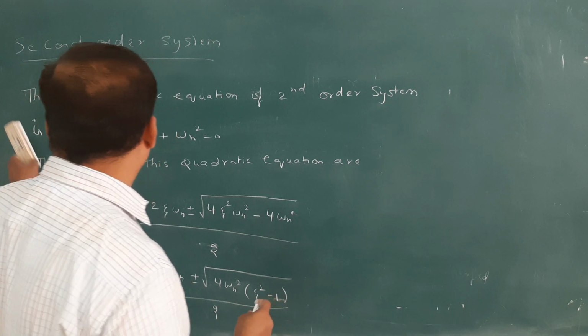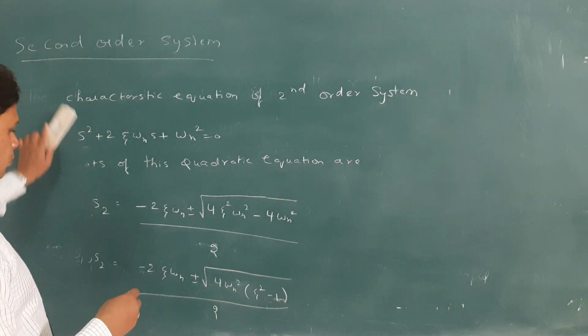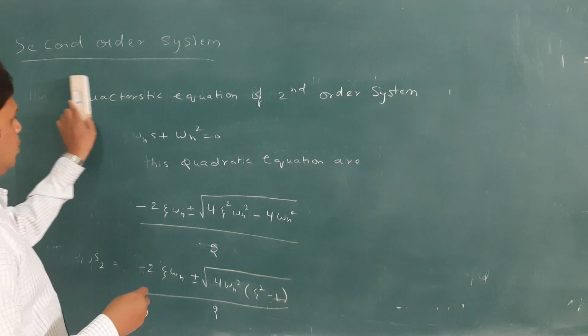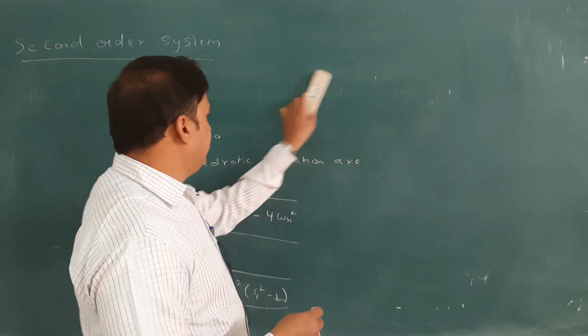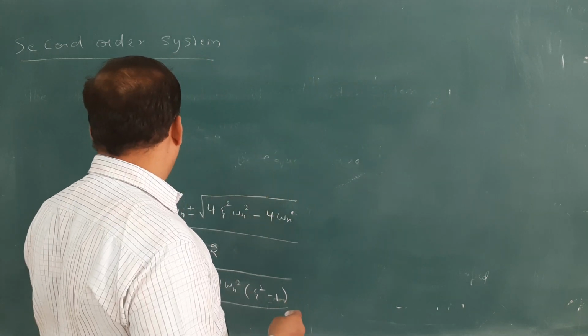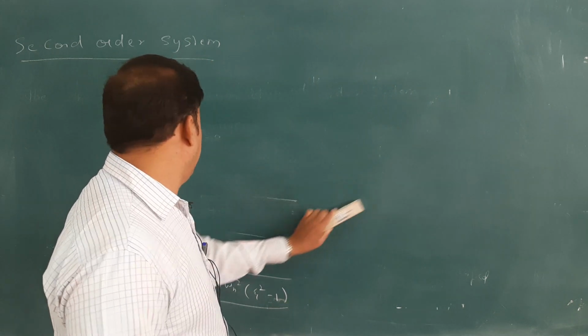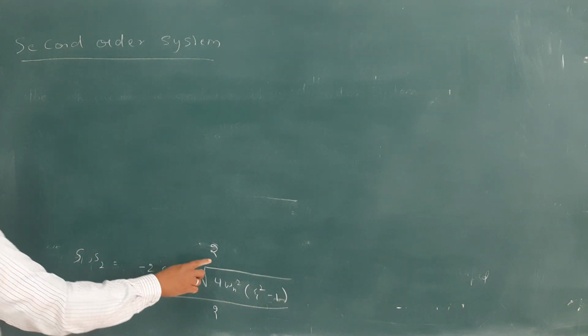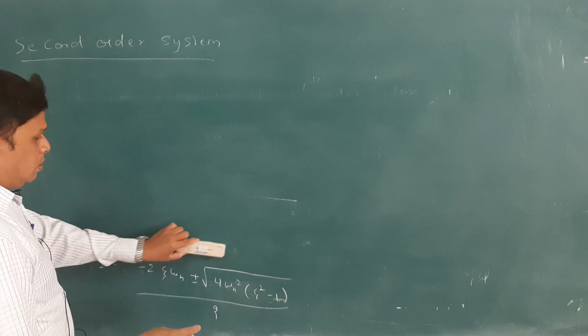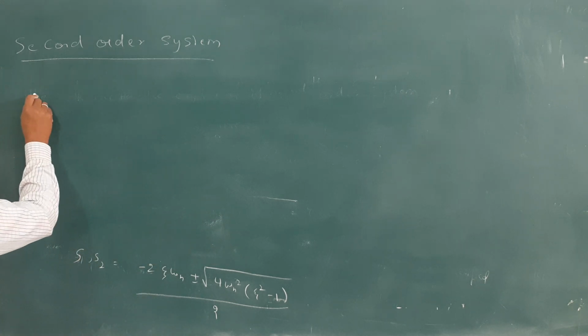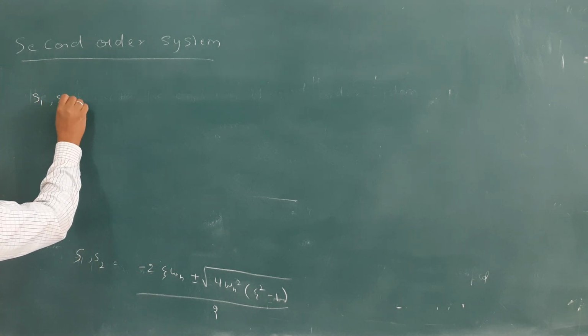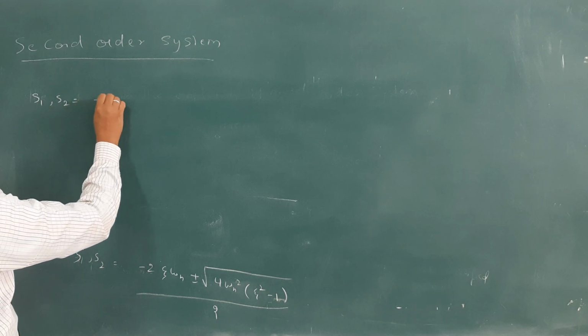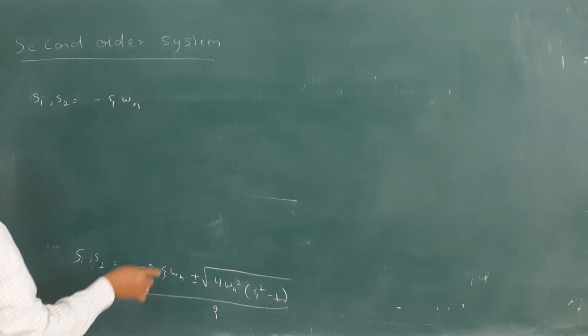Okay, so after making the simplification, we will get the value of S1 comma S2. So S1 comma S2 is equal to minus zeta omega n.